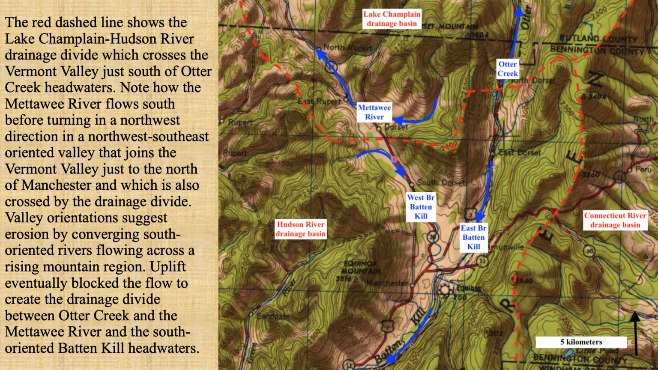And looking at this, I just want to point out that if you were to ask the question, how were these valleys eroded? The most logical answer would be that we had two south-oriented rivers flowing, joining here, and because this is the kind of angle that you would expect south-oriented rivers to make if they joined. And you might notice that the Medowee River starts as a south-oriented stream before turning in a northwest direction.